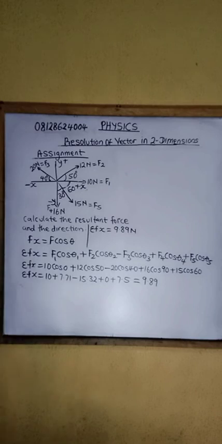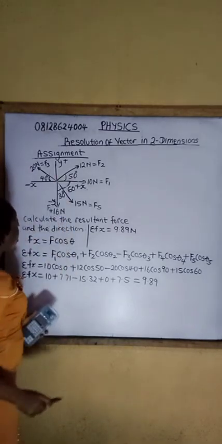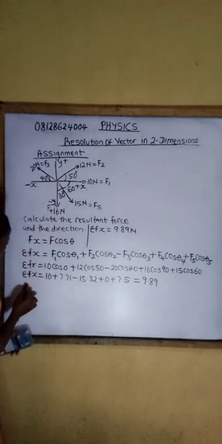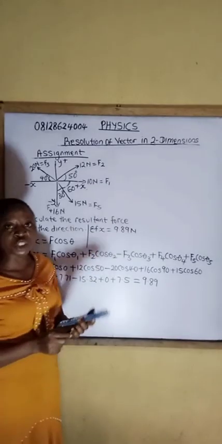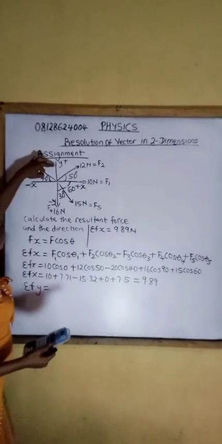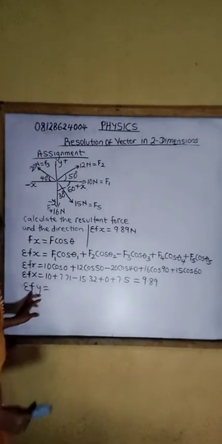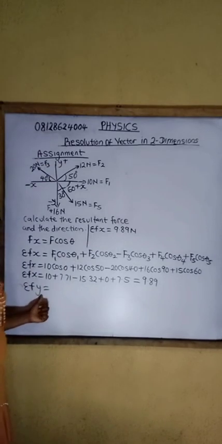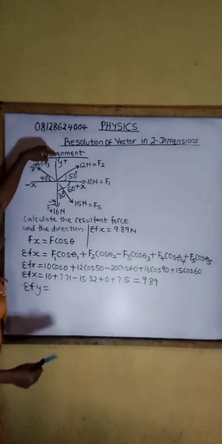Now, let's look for the vertical direction. Then don't forget that the vertical direction is summation Fy. Why did I call it summation Fy? Fy is the vertical component, because this is the y-axis.